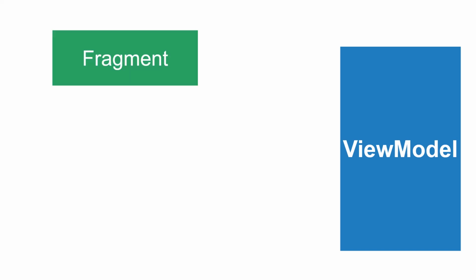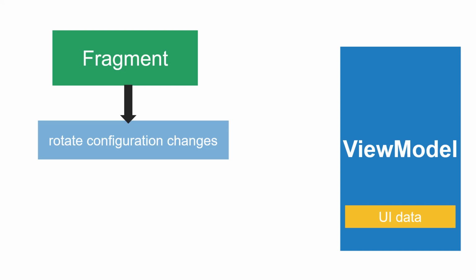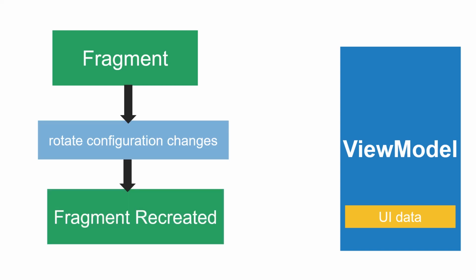We store our UI related data in the ViewModel instead of saving it inside the Fragment, and thus we make an association between our Fragment and the ViewModel. Now when we rotate our phone, the configuration changes and after that the fragment is recreated. As we have an association with the ViewModel, we can get all our UI related data to show inside our fragment. Enough talk, let's see how to use ViewModel in our actual code.